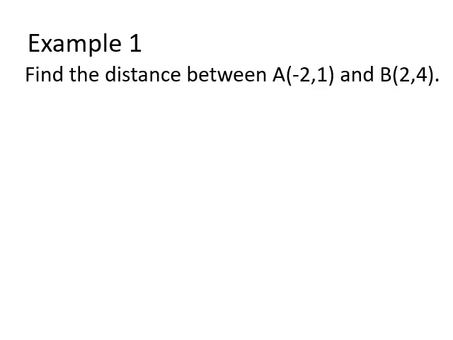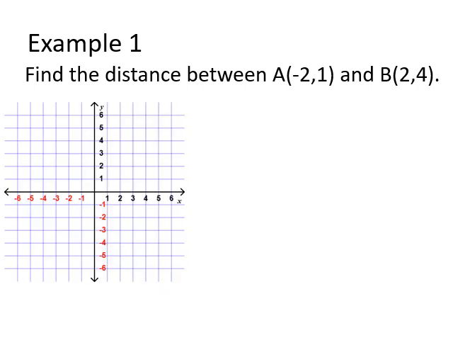Now we're ready to solve the first example. Find the distance of A (negative 2, 1) and B (2, 4). So first, we're going to plot the points in the Cartesian plane or the rectangular coordinate plane. So A is at (negative 2, 1). So this is A. And B is at (2, 4). So this is (2, 4). So we're going to connect.